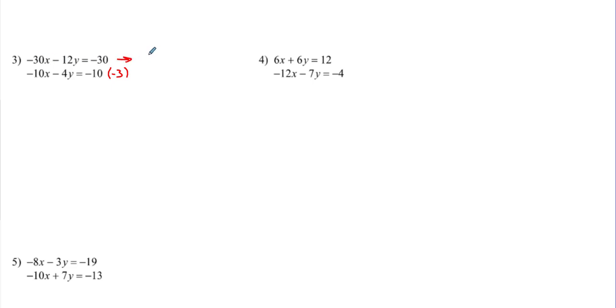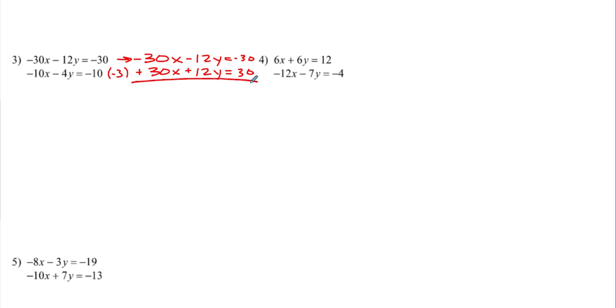So let's rewrite this over here. We got negative 30x minus 12y equals negative 30. Now I need to multiply all of these terms. Negative 10 times negative 3, positive 30x. Negative 4 times negative 3, positive 12y. And negative 10 times negative 3, positive 30.